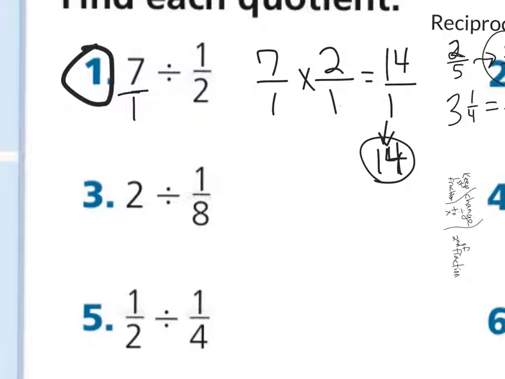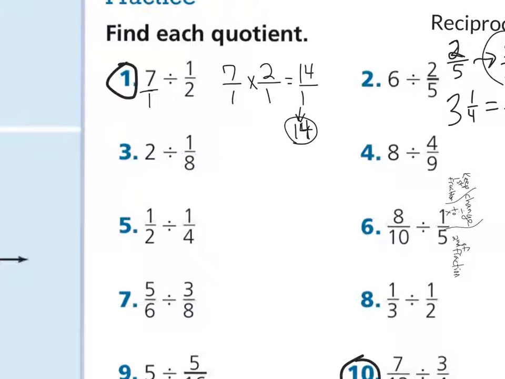That one we could kind of think about. Like if you have 7 pizzas and you split them all into halves, then you're going to have 14 halves. Might be able to think of that.